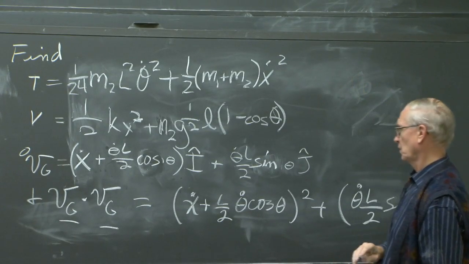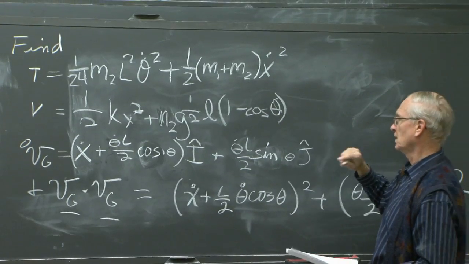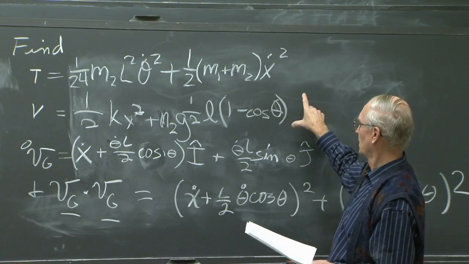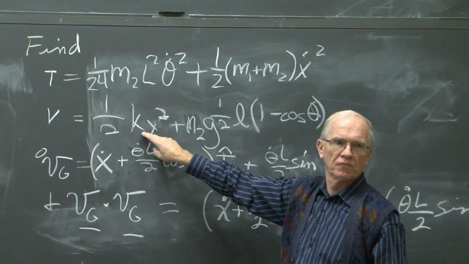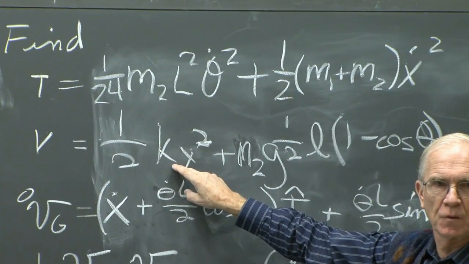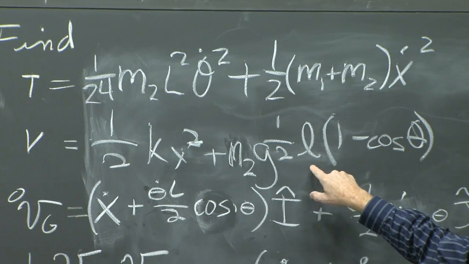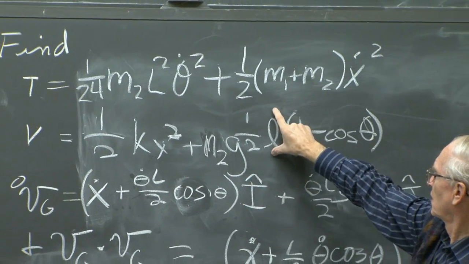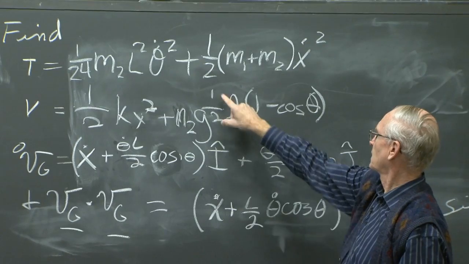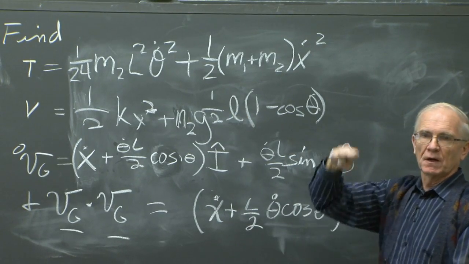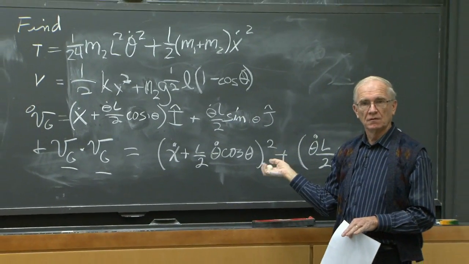Okay, so we have V dot V. We need to put this into the kinetic energy expression, but let's take it one at a time here. The potential energy expression, half kx squared, everybody good with that? That looks like the spring potential energy. And m2g, a half L is the position of the center of mass. 1 minus cosine theta, times L, is the amount that it changes height from the reference. What's the reference position?